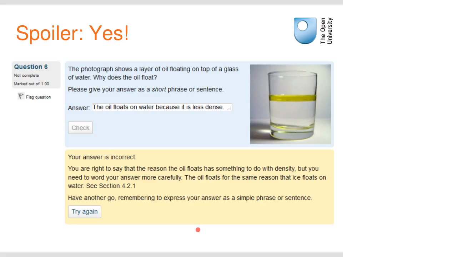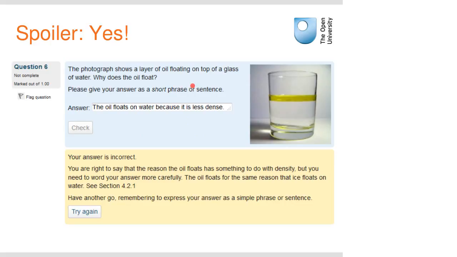So sort of factual scientific questions like, why does oil float on water? This screen grab kind of gives the game away because you can see the computer has graded it. Not just that, this is a fairly subtly wrong answer. I said the oil floats on water because it's less dense, and that's been marked wrong because I haven't made it clear that the reason oil floats is because oil is less dense than water.